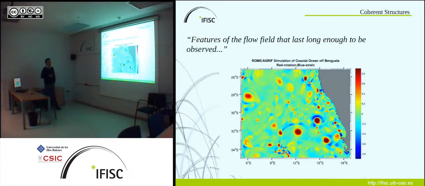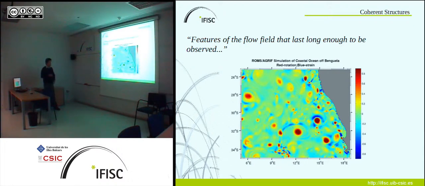Okay, so I'll start with the concept of coherent structures. You know that in fluid mechanics the concept of coherent structures has many different mathematical definitions. That usually means that we still don't know very much what we are talking about. So I've chosen to bring this quite textual definition of a coherent structure being a feature of the flow field that lasts long enough to be observed. And I will try to show you what I mean with this figure, and later with an animation.